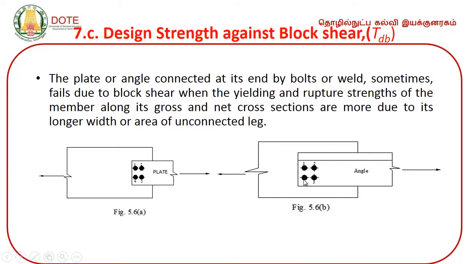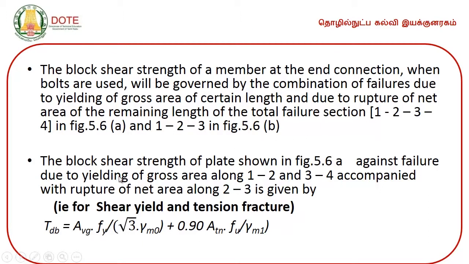So, in the horizontal direction there will be a shearing plane, and in the vertical direction there will be a tearing plane or tension plane. The design tensile strength of the member against block shear is given by this expression, Tdb. Again, this is the multiplication of area and stress. This is Avg, and this part is in yield and this part is in fracture. The shear plane is in yield now and the tension plane is in fracture.